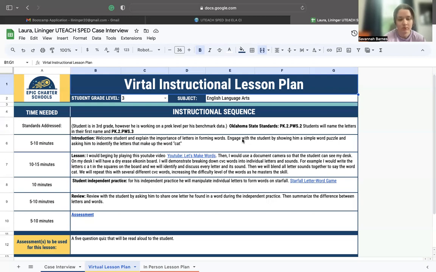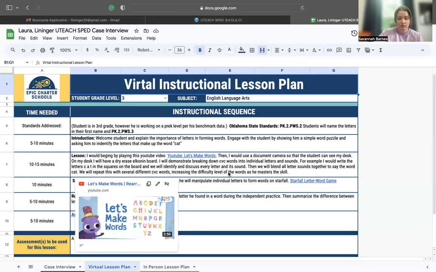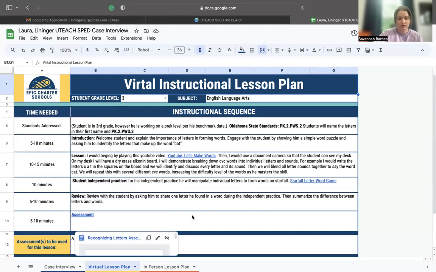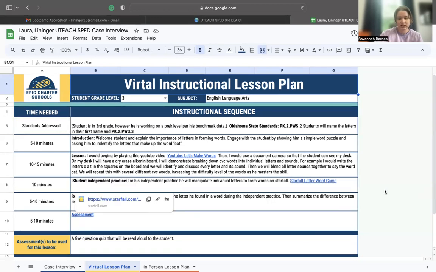And then we'll go over a quick review by asking him to share one letter he found in a word during the independent practice, and then summarize the differences between the letters and words. And then a quick assessment of five different questions, asking him to describe or to circle which one is a letter or which one is not a letter.